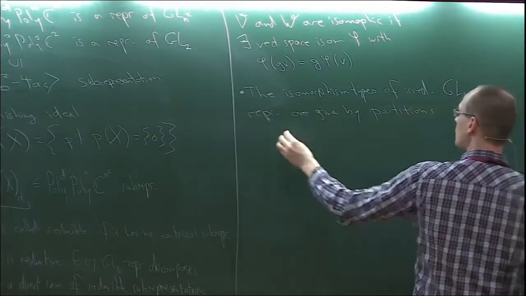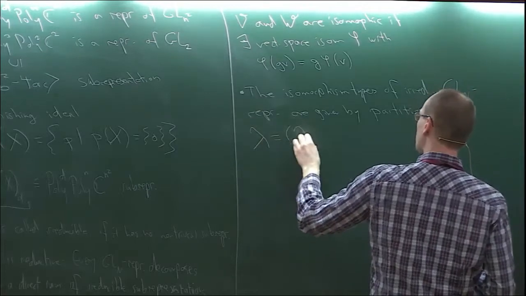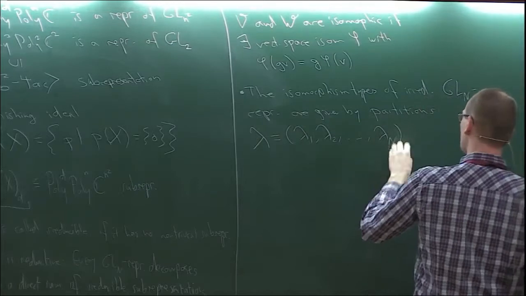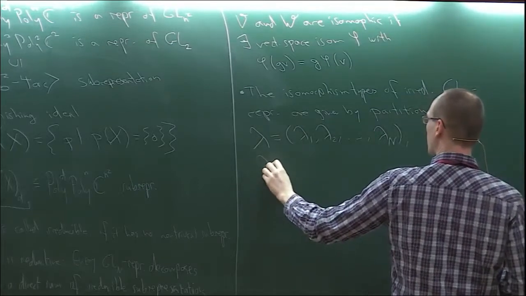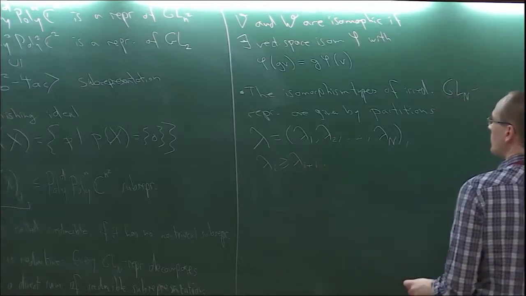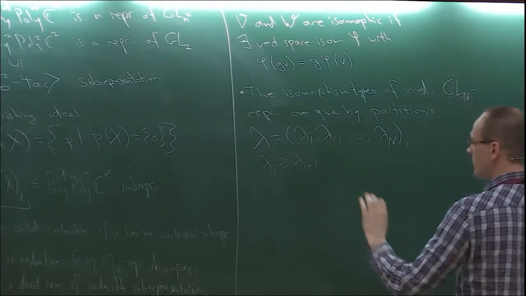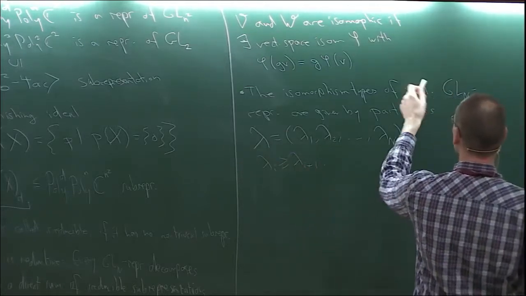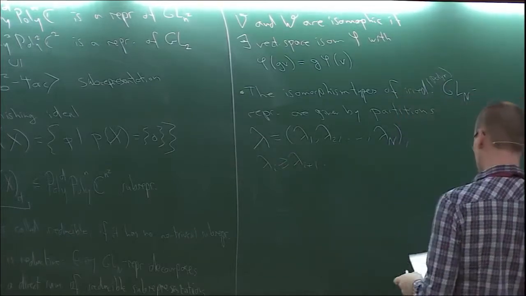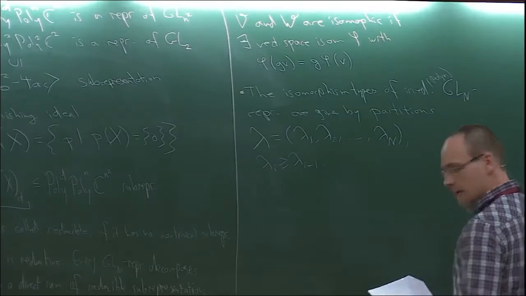They are given by partitions lambda, and lambda is just lambda_1, lambda_2, up to, in this case, lambda_N, and you just have the property that lambda_i is greater or equal to lambda_(i+1). I'm a bit sketchy here because you need the irreducible polynomial ones, but I don't want to talk about that at the moment.